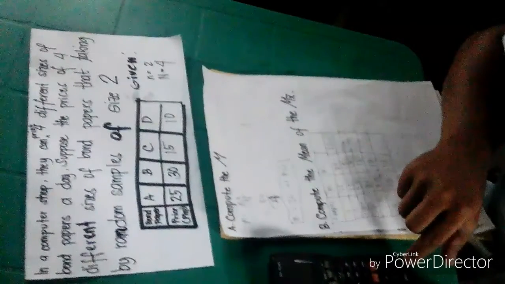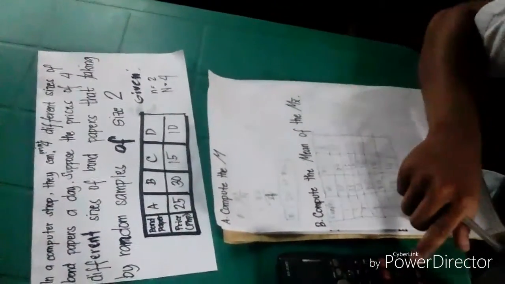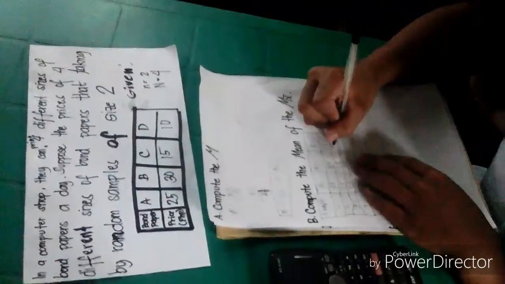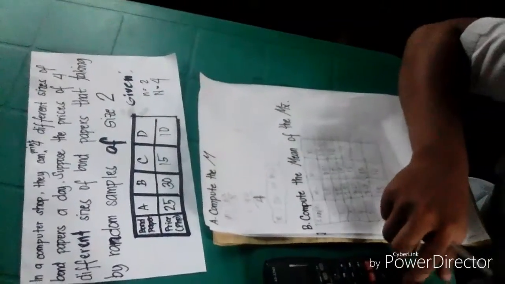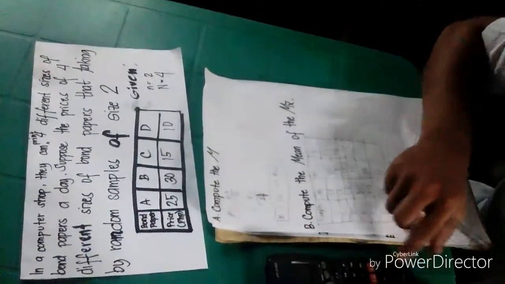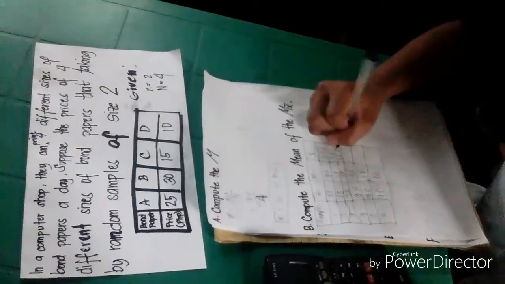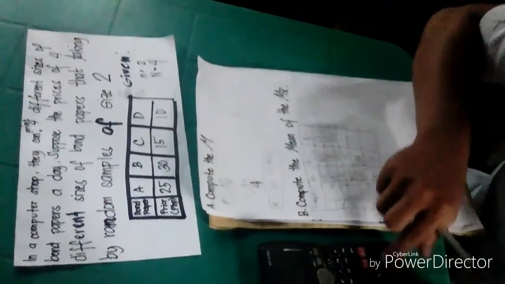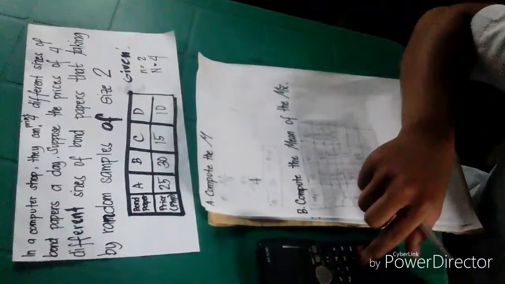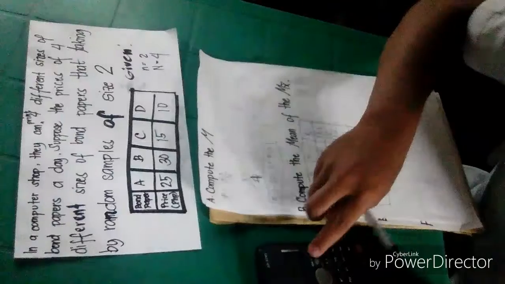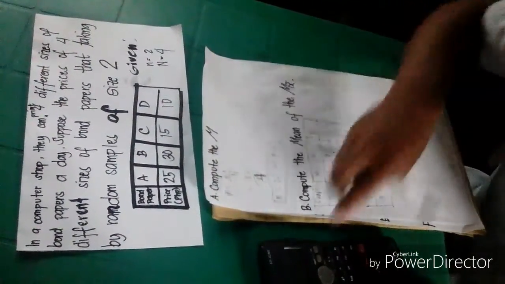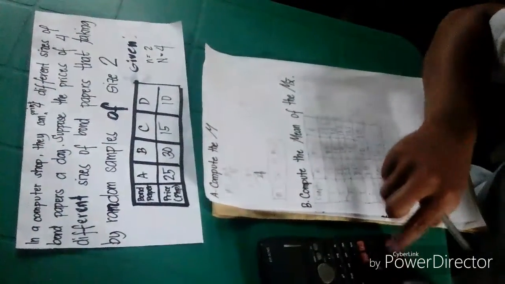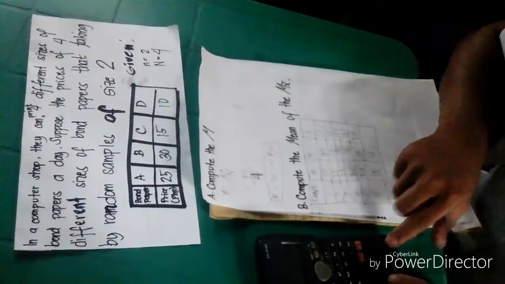Then the other is 25 plus 15 divided by 2. 25 plus 15 equals 40, then divided by 2 equals 20. Then another is 25 plus 10 equals 35, divided by 2 is equal to 17.5. Then another is 30 plus 15 equals 45, divided by 2 is equal to 22.5. Then 30 plus 10 equals 40, divided by 2 equals 20. Then 15 plus 10 equals 25, divided by 2 is equal to 12.5.